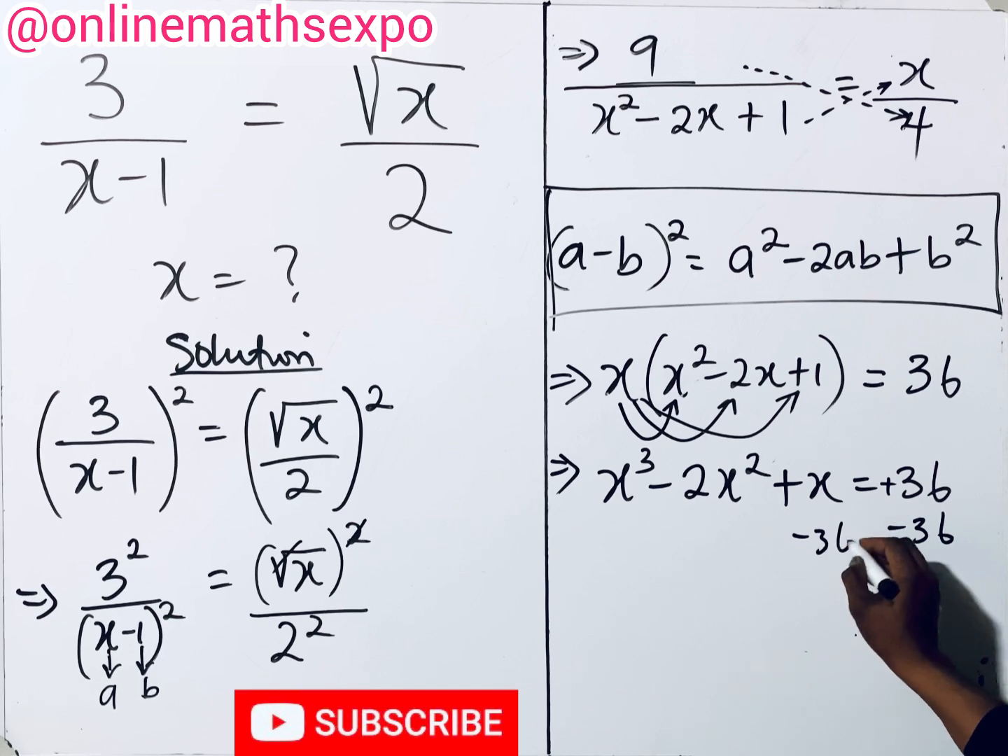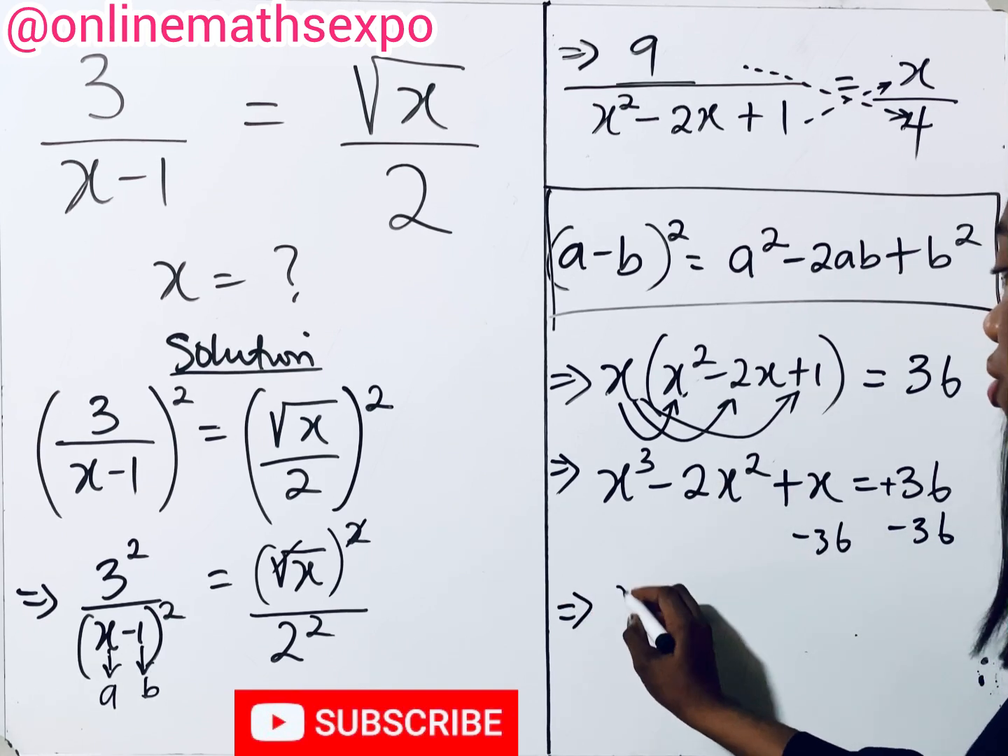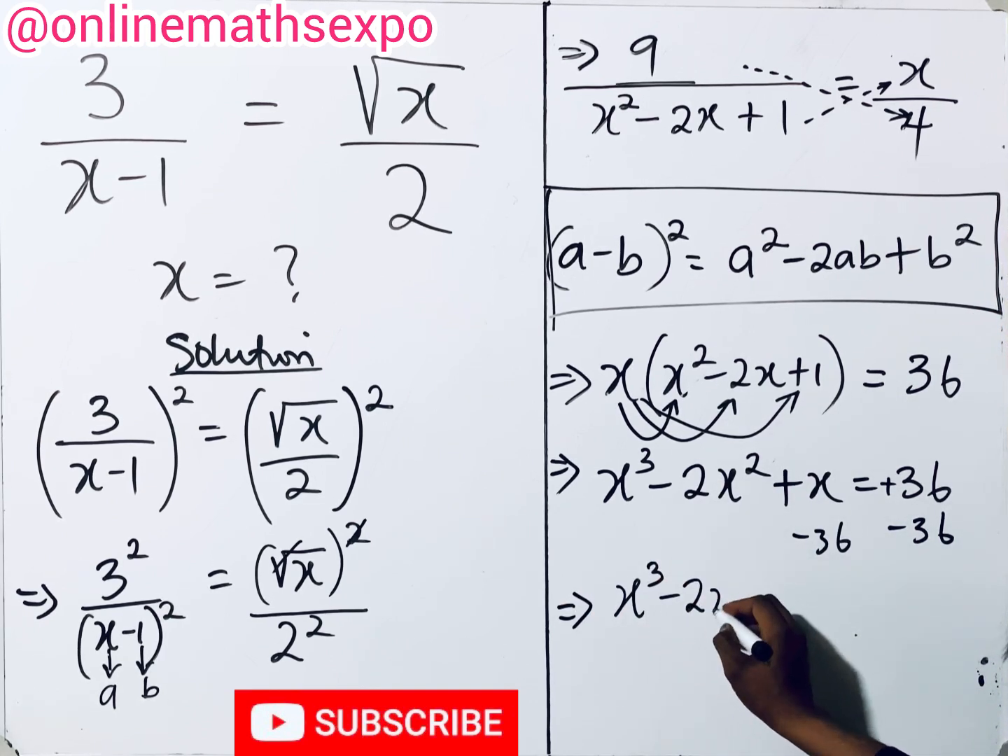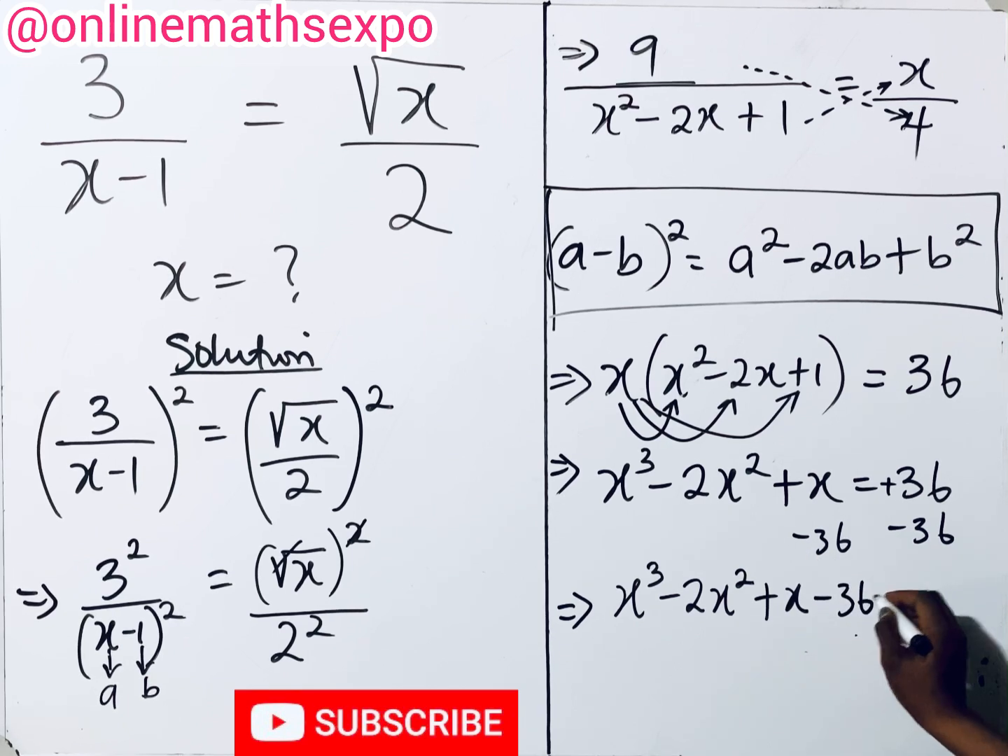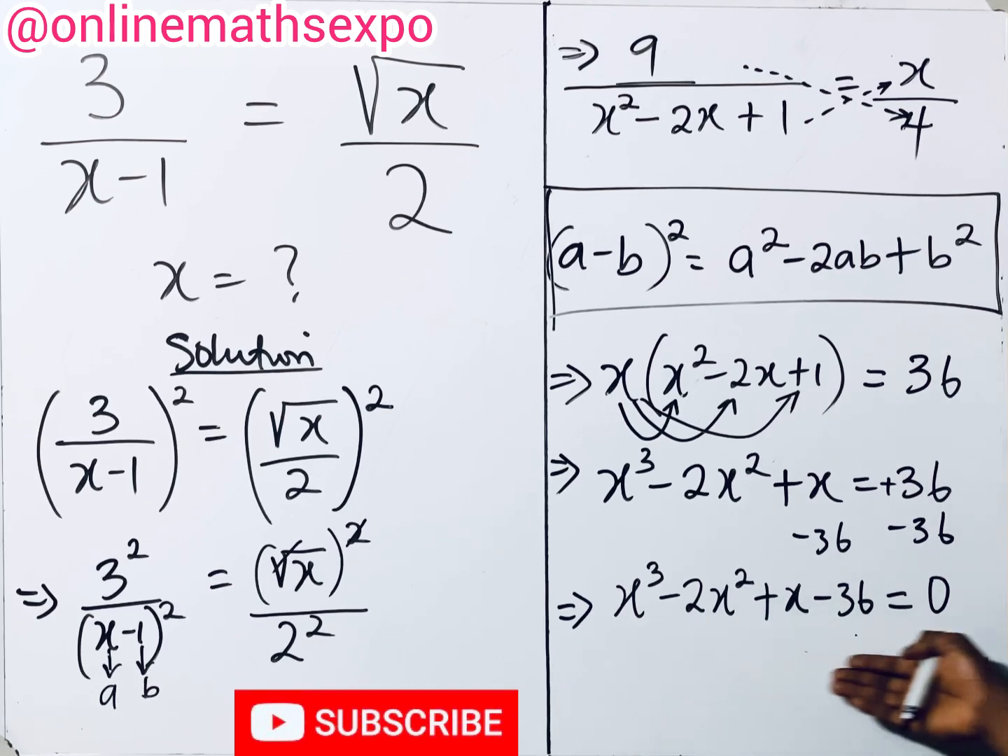I hope you are seeing it. So in that case, we are going to have x cubed minus 2x squared plus x minus 36 equal to, if you subtract this, it gives you 0. Did you see what we've gotten now? So we're going to solve this cubic equation.